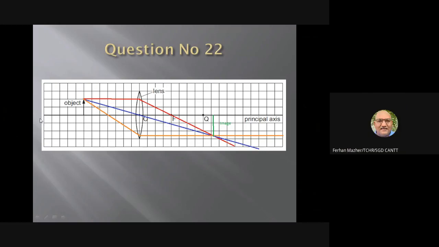Then I have used the third ray, which passes through the F on the same side. The F is 4 squares. So 1, 2, 3, 4. So here is the F on the same side where you have the object.